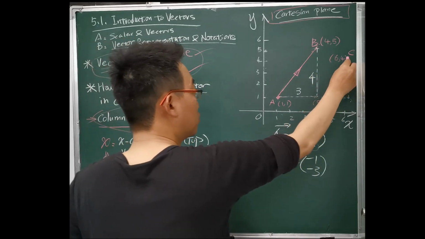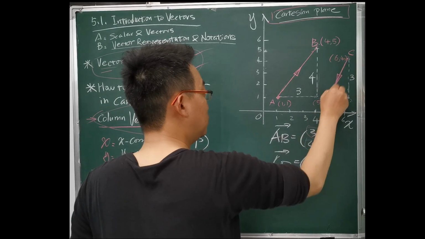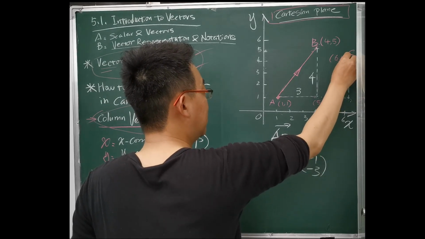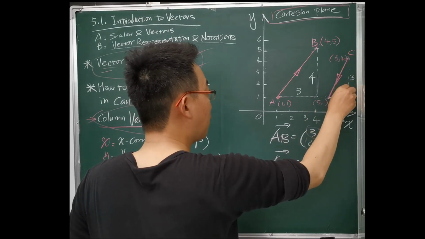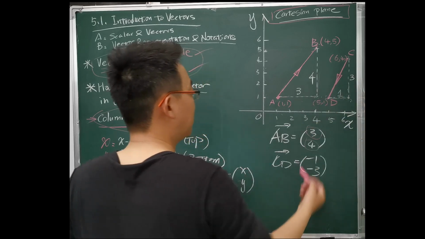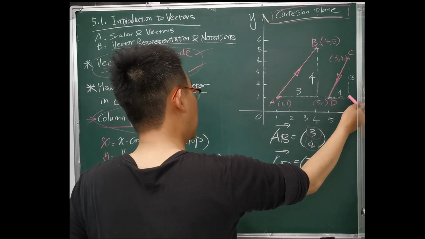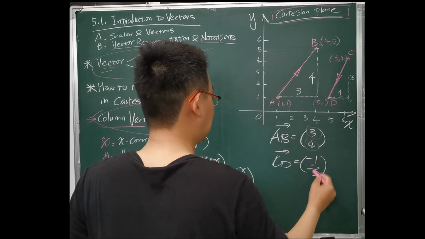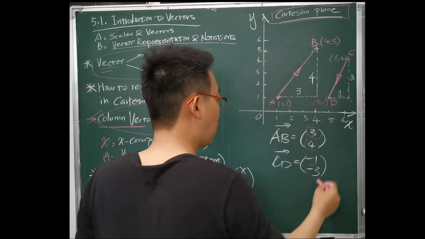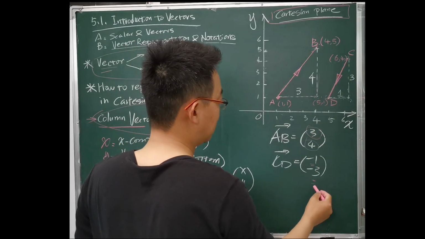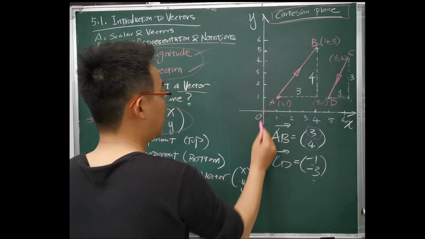And then for this line going this way to D, they just move 3 units down and 1 unit to the left. So in this case, whenever we are moving to the left, we have to put a negative. Going down is also negative, similar to what we wrote here.